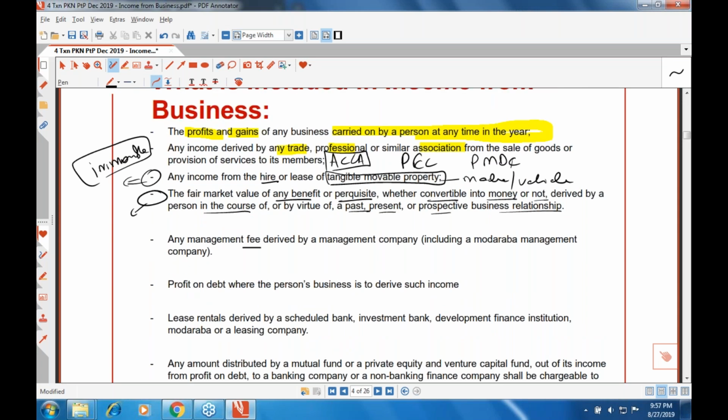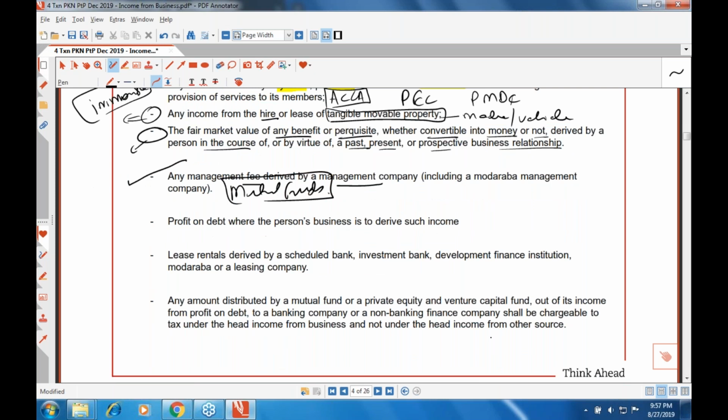Further, it says management fee derived by a management company. So at times you have mutual funds and mudarabas. The mutual funds charge you a management fee. So whatever management fee is earned by a mutual fund is going to be considered as income from business.